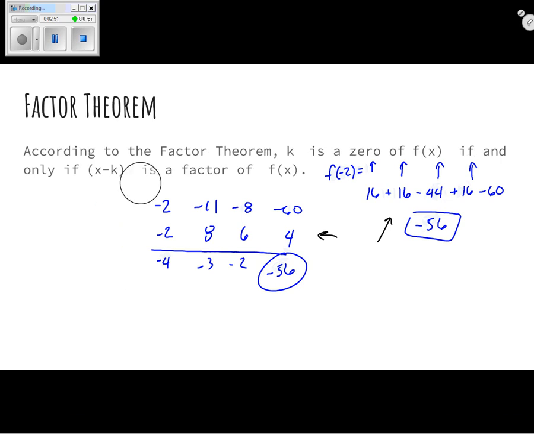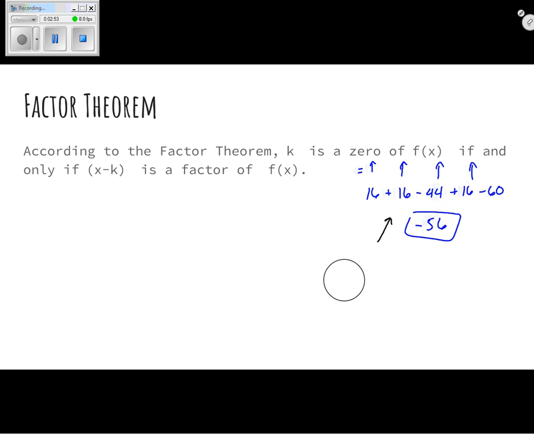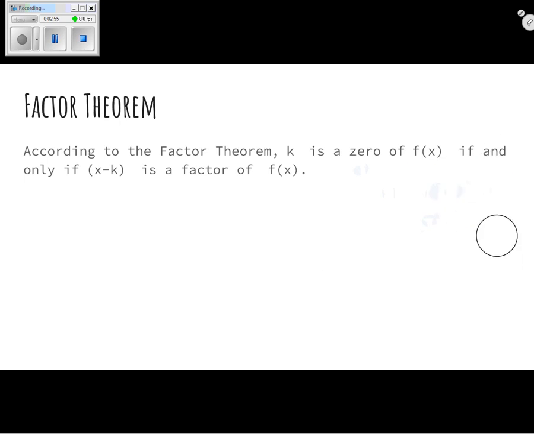So the other theorem I want to talk about today is the factor theorem. So according to the factor theorem, k is a 0. K is a solution. x minus k is a factor. And that's going to be true if and only if x minus k is a factor. So I'm going to couple that with the remainder theorem to show you what's going to happen on these problems over the next few days.